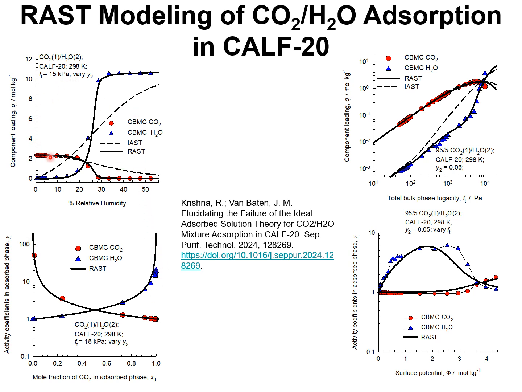On the left-hand side, we have one set of CBMC simulations in which the total fugacity of the mixture is maintained at 15 kilopascals and 298 Kelvin, and the mole fraction of water in the bulk fluid phase is varied, and this implies that the percentage relative humidity is varied. The CBMC data are shown for water by the blue triangles, and the red circles are for CO2.